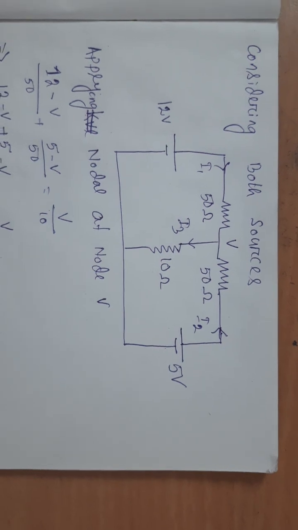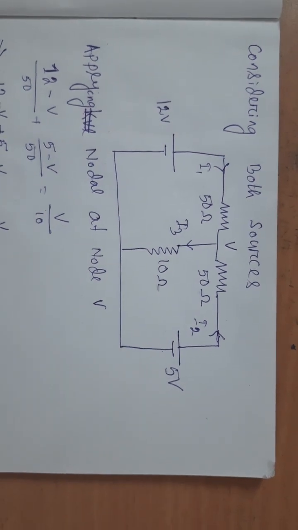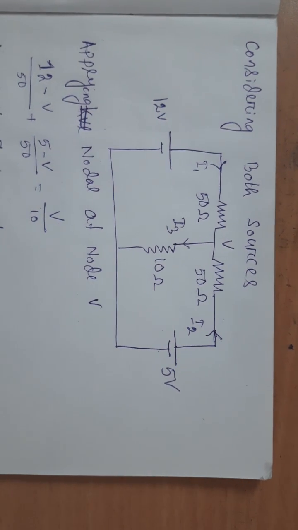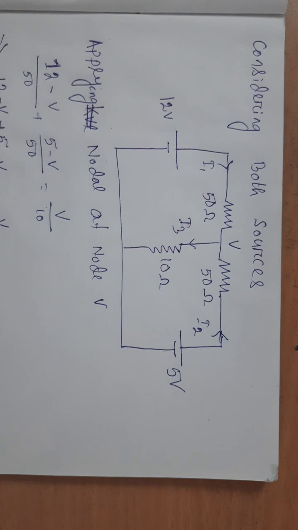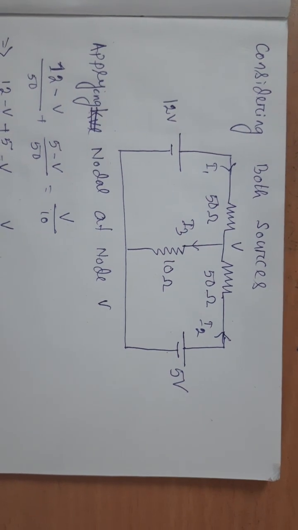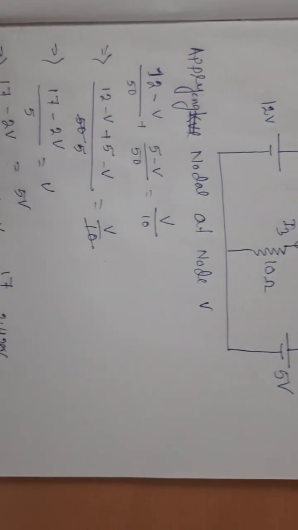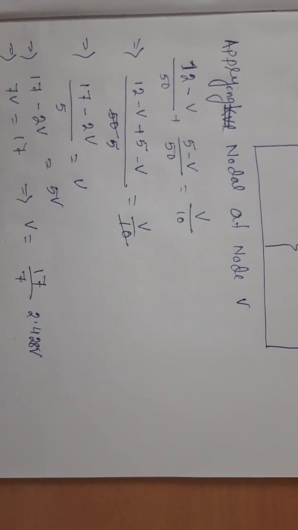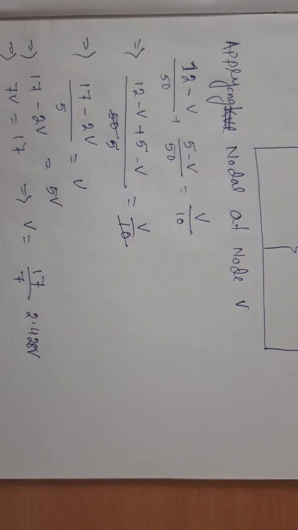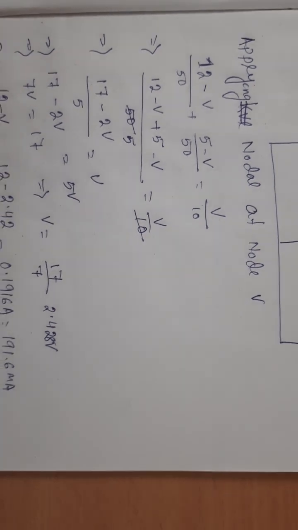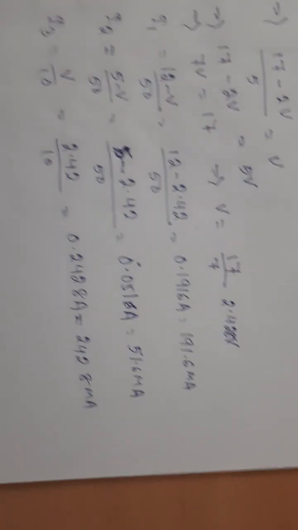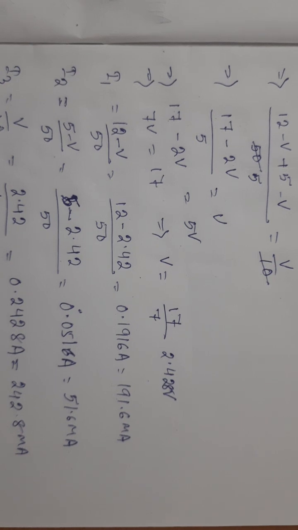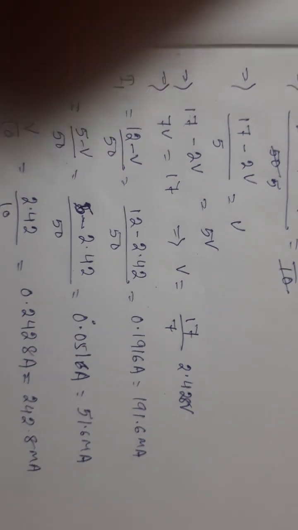Now we can verify this by considering both the sources and applying nodal at node V. So from here what we are getting is 12 minus V by 50 plus 5 minus V by 50 is equals to V by 10. From this equation we are getting that 12 minus V plus 5 minus V by 50 is equals to V by 10. By solving this equation we are getting V is equals to 17 by 7, that is equals to 2.42 volts.